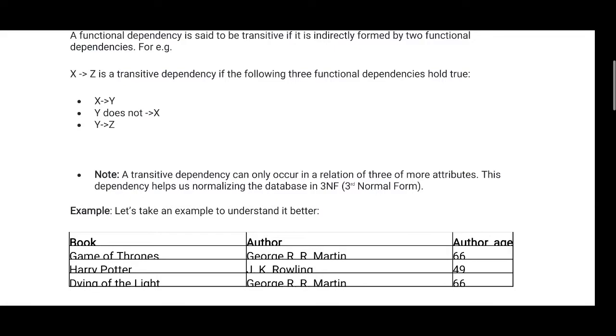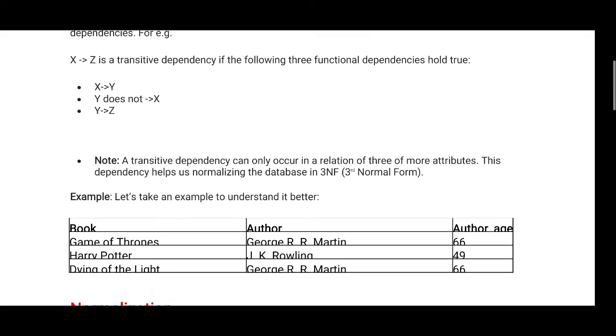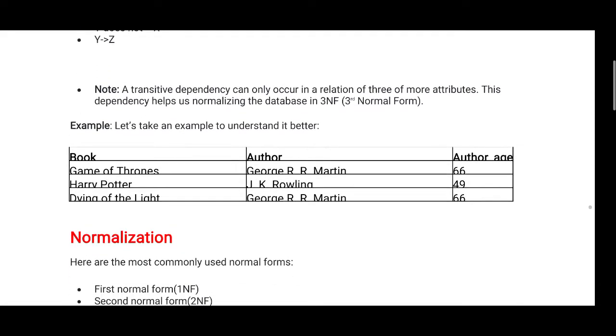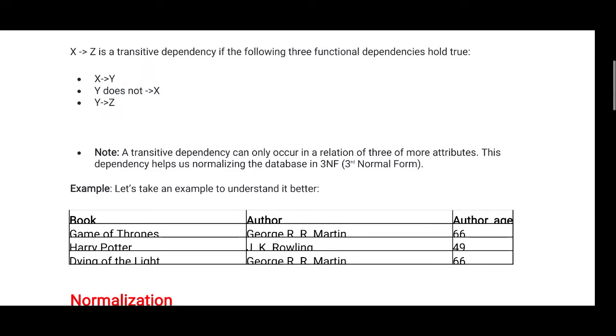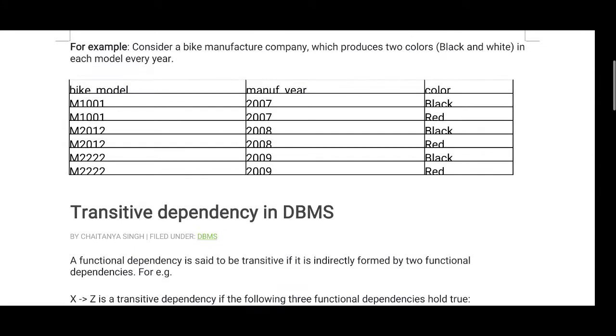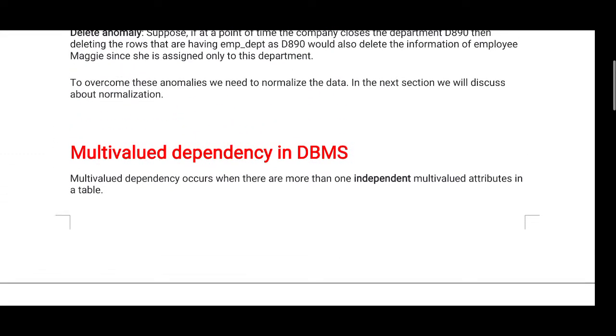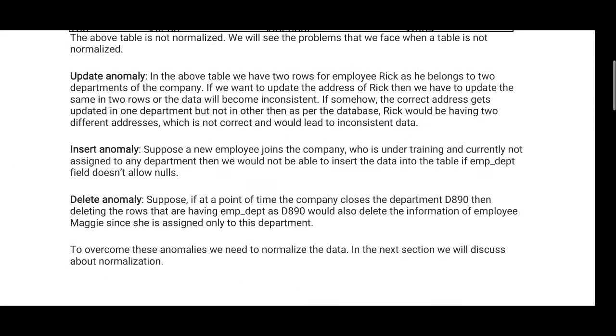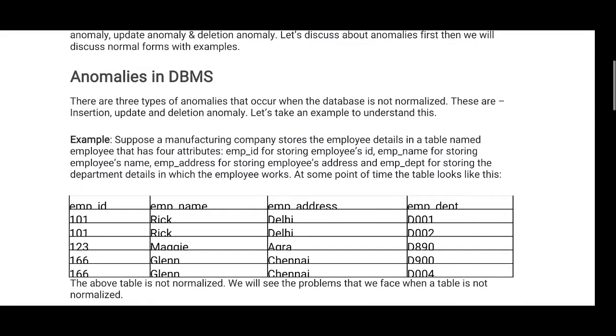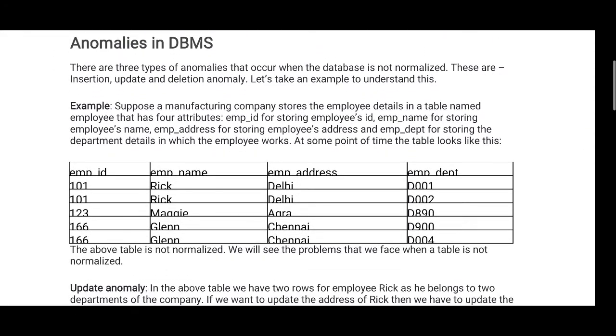A transitive dependency can only occur in a relation of three or more attributes. This dependency helps to normalize the database in the normal form. This is transitive dependency. Example for understanding transitive dependency. Before going to the normalization, we covered dependency, multi-value dependency and transitive dependency, and also anomalies.